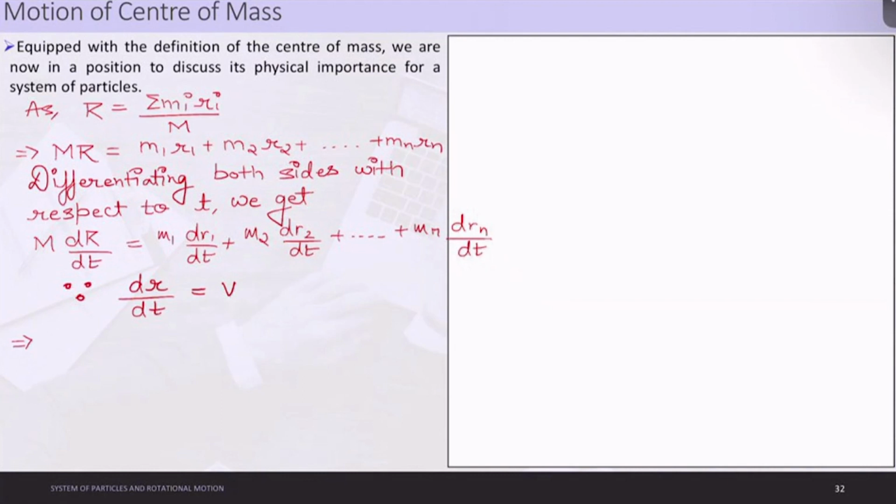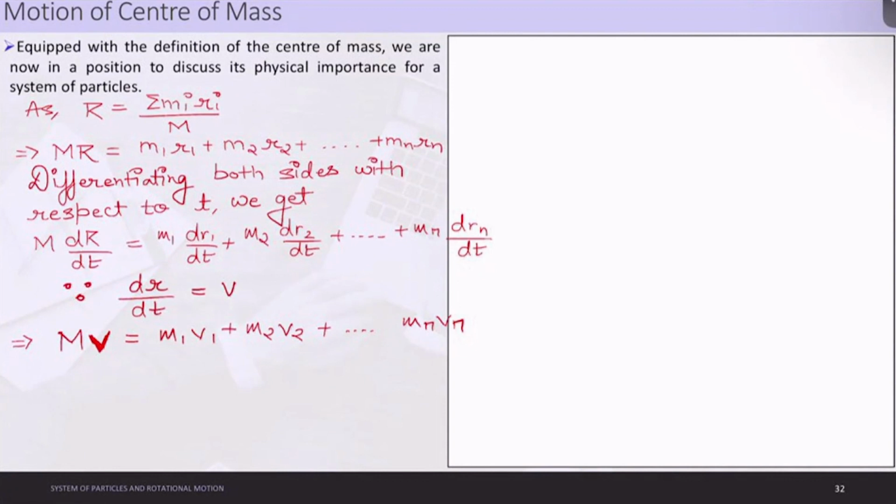Therefore, what can we write? We can write directly m into V. V is basically our capital V here, or we can say the velocity of the center of mass. This is equal to m1 v1 plus m2 v2 till mn vn. So this is the first formulation we got: the momentum of the center of mass is equal to the summation of the momentum of the system of particles. Okay, fine. So this was the first differentiation being done.